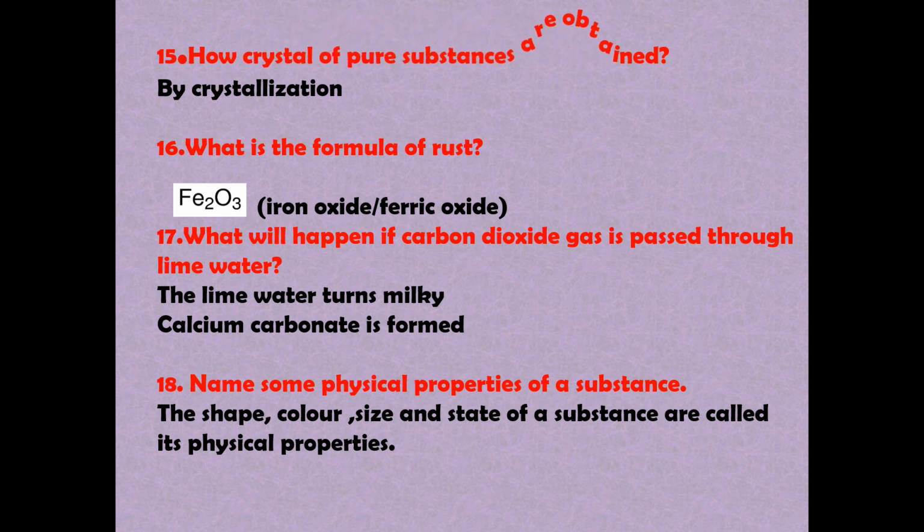Next question. How are crystals of pure substances obtained? It's by crystallization. What is the formula of rust? That is Fe2O3. That's called iron oxide or ferric oxide. Next question. What will happen if carbon dioxide gas is passed through lime water? The lime water turns milky and calcium carbonate is formed. Name some physical properties of a substance. The shape, color, size, and state of a substance are called its physical properties.